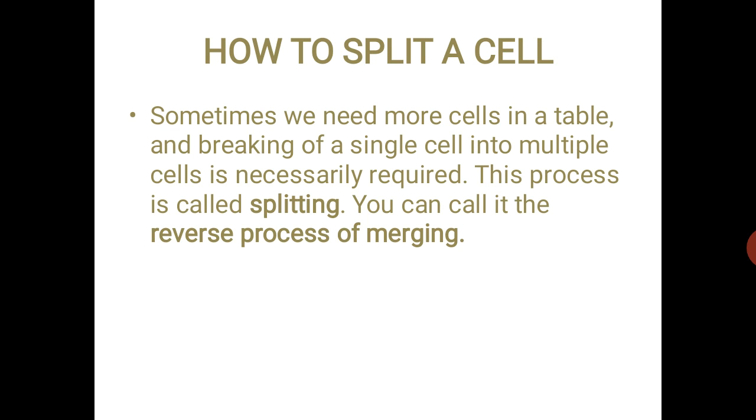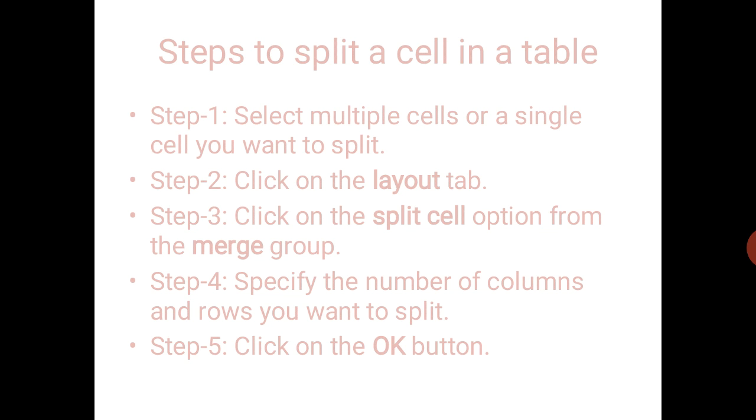How to split a cell. Sometimes we need more cells in a table, and breaking of a single cell into multiple cells is necessarily required. This process is called splitting. You can also call it as reverse process of merging. Steps to split cells in a table. Step 1. Select multiple cells or a single cell you want to split. Step 2. Click on the Layout tab. Step 3. Click on the Split Cells option from the Merge group. A dialog box will appear on the screen. Step 4. Specify the number of columns and rows you want to split. Step 5. Click on the OK button.